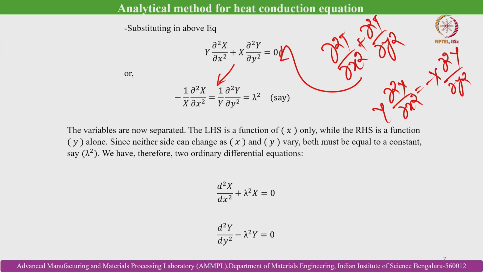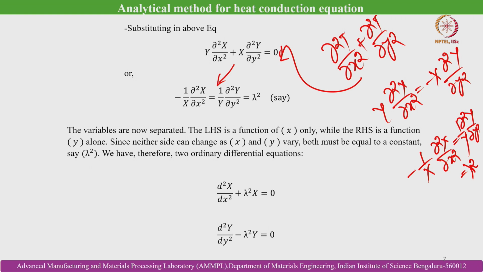And then if we multiply by minus on both sides, and bring the X to the left hand side, then 1 by X del square capital X by del x square is equal to minus 1 by Y del square Y by del y square is equal to delta square. Okay. So, the variables are now separated. The left hand side is a function of x alone, while the right hand side is a function of y alone. So, since neither side can change as x and y vary, both must be equal to a constant, say delta square. So, we have therefore two ordinary differential equations.